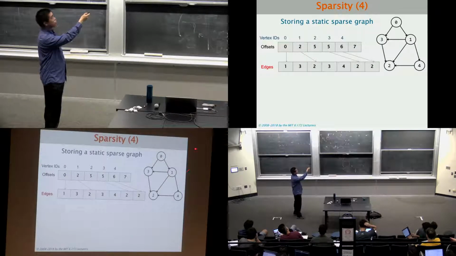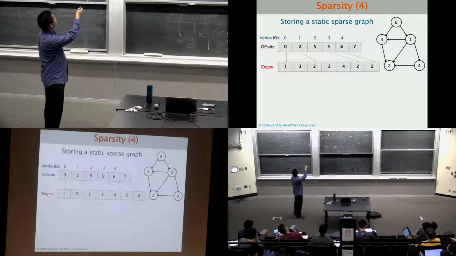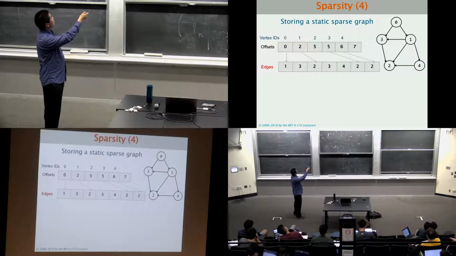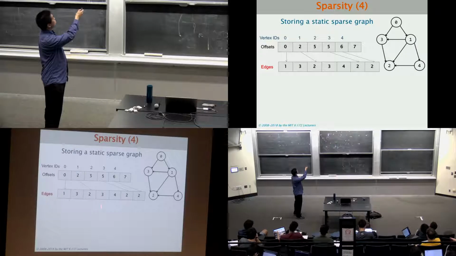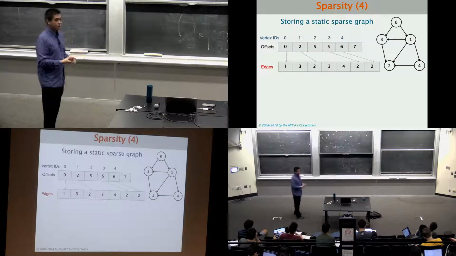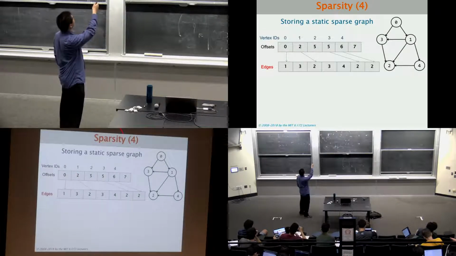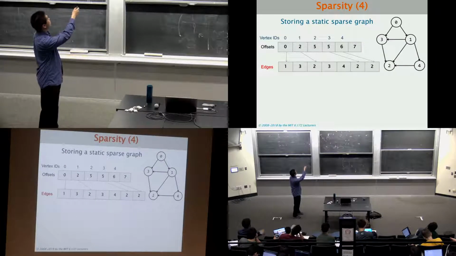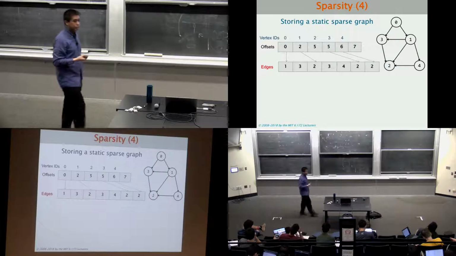Let's take vertex 1, for example. The offset of vertex 1 is 2, so we know that its outgoing neighbors start at position 2 in the edges array. And then we see that vertex 1 has outgoing edges to vertices 2, 3, and 4, and we see in the edges array, 2, 3, 4 are listed there. You can also get the degree of each vertex, which is analogous to the length of each row, by taking the difference between consecutive offsets. So here we see that the degree of vertex 1 is 3, because its offset is 2, and the offset of vertex 2 is 5.